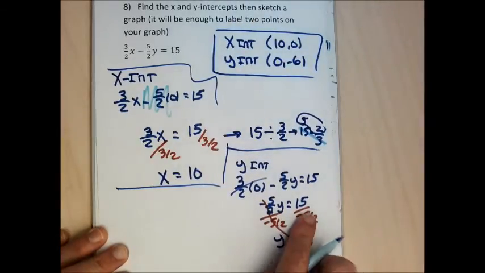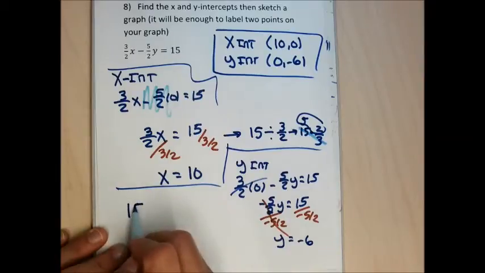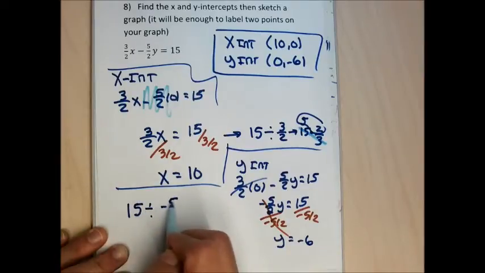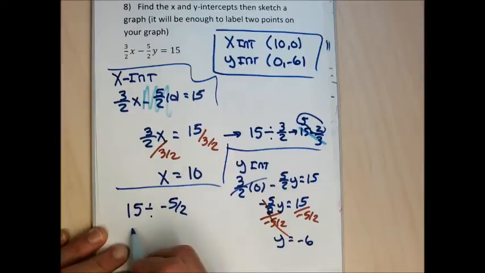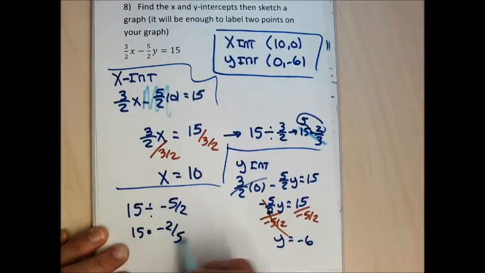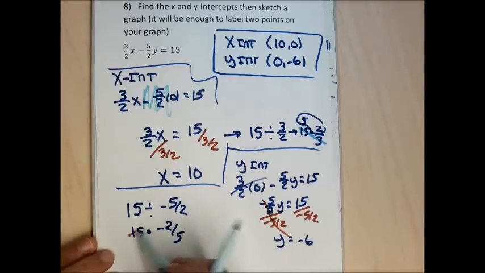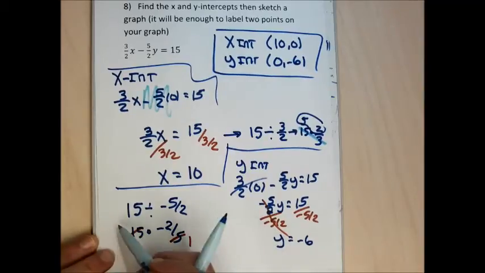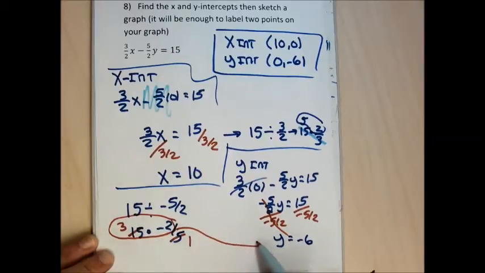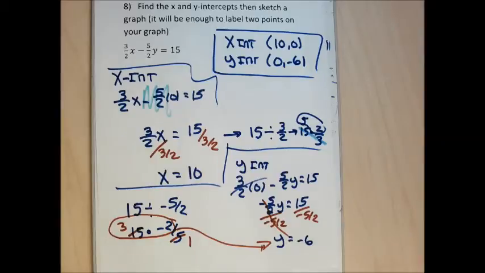This part right here, if I wanted to do it by hand, to go 15 divided by negative 5 halves, that's the same as 15 times negative 2 over 5. And I could cancel, that turns into a 1, that turns into a 3. I'd multiply the 3 and the negative 2, and I'd get that negative 6.